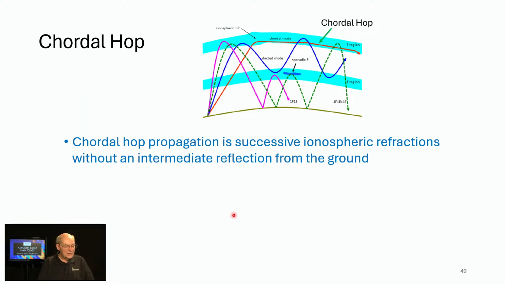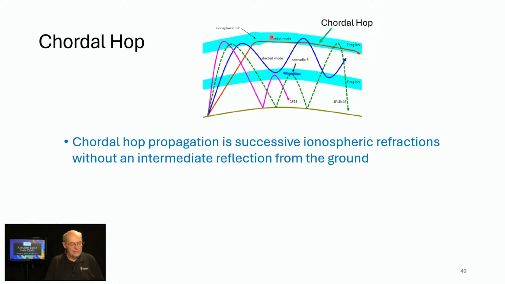Chordal hop is another interesting concept. Here we've got some regions of the ionosphere shown, and here we've got the F layer. You can't really read the stuff in the middle here, but suffice it to say that when a signal gets up to this layer, it may bounce back and forth a couple times, or a whole bunch of times, before it comes back down again. And that's what's called chordal hop. So it's successive ionospheric refractions without an intermediate reflection from the ground. The kind of skip that we would be expecting would be something that would go up and come back down to the Earth again.